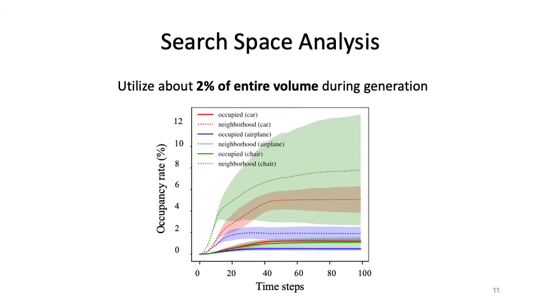As previously mentioned, we keep the search space small by exploiting sparsity and connectivity of 3D shapes. The graph shows the occupancy of voxels in different time steps. GCA observes at most 2% of the full voxel space.